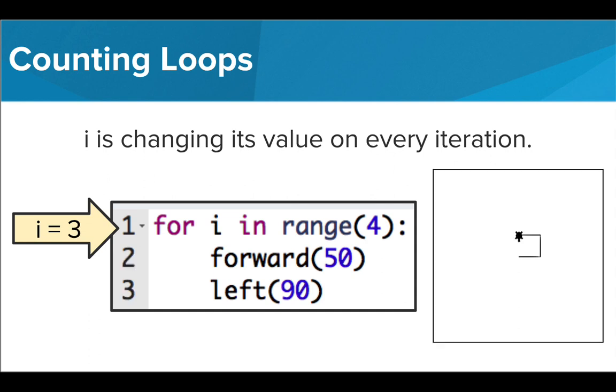Our loop goes back to the top and i increases by 1 again, so it is now equal to 3. Then our code below runs. Our loop then goes back to the top and increases by 1, so i is now equal to 4. 4 was the value we told our loop to stop at, so the loop is completed and the program runs the code after the loop.